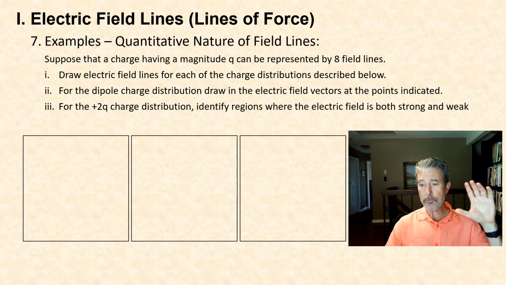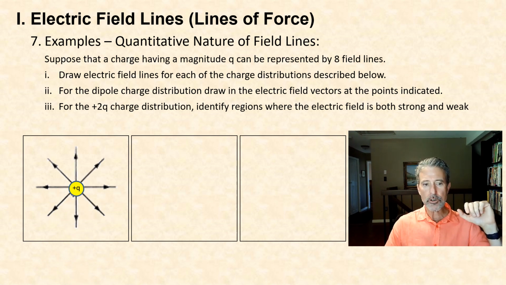So in this slide, we'll look at a few more examples to gain some practice applying the electric field line model, that is a line of force model, to some specific charge configurations. And we're told in the problem that a charge having a magnitude Q should be represented by 8 field lines. So we'll start by taking a look at a spherical charge distribution having a uniform charge density, total charge of plus Q. So here we have it. We need 8 field lines, and because it's a positive charge and we know that field lines leave positive charges, we can represent the field line model like this.